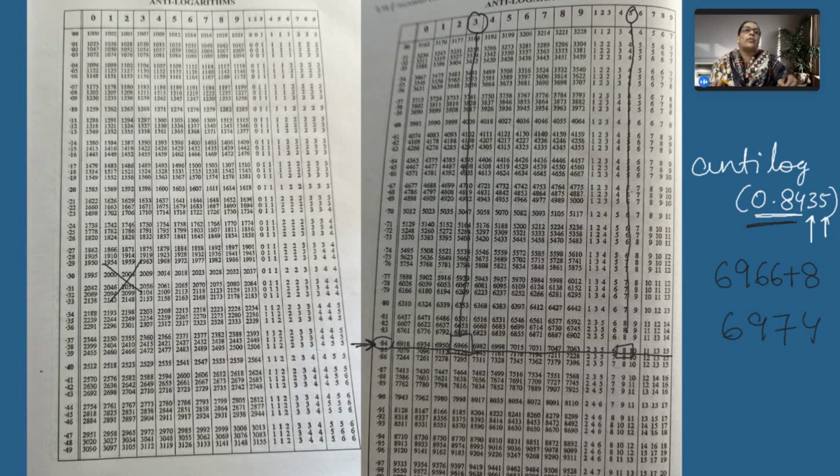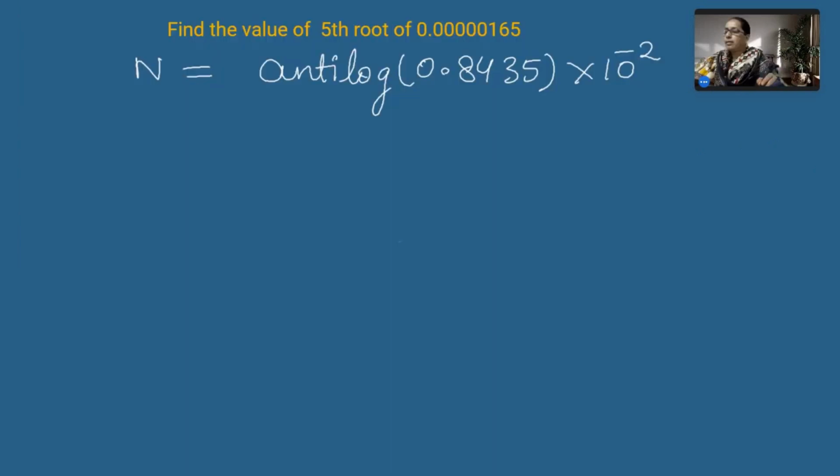So anti-log of a number that lies between 0 and 1 should be a number that lies between 1 and 10. So we take the anti-log of 0.8435 as 6.974. Anti-log of this number is 6.974 into 10 to the power minus 2.